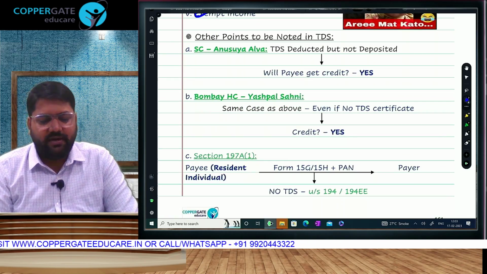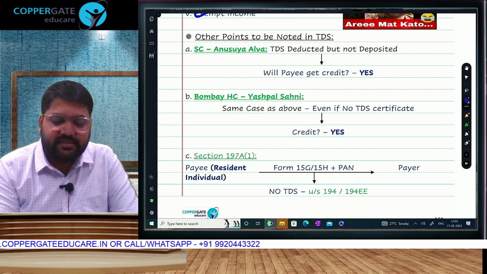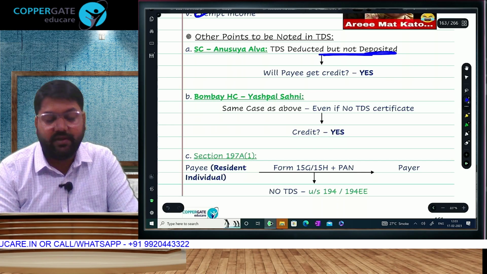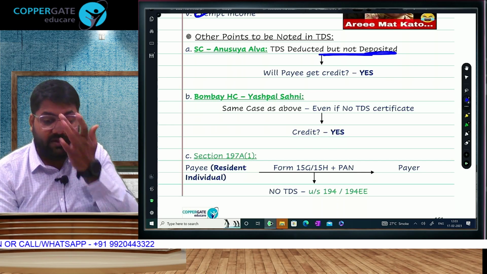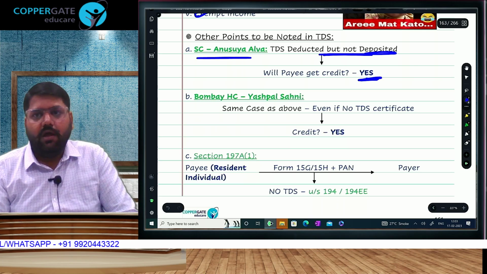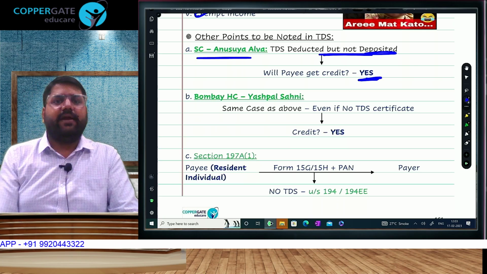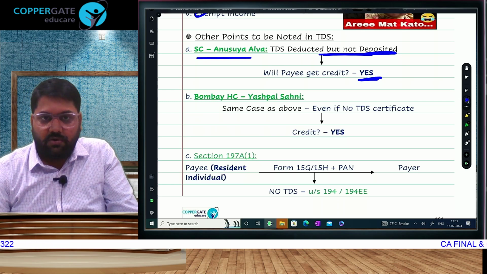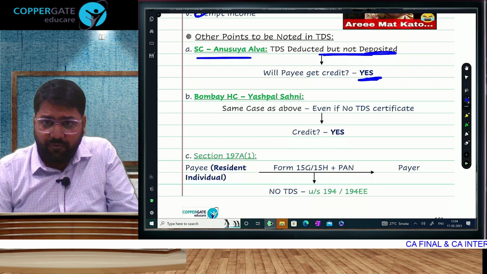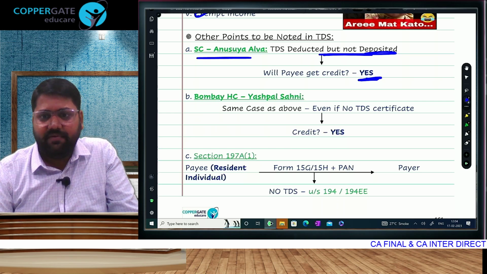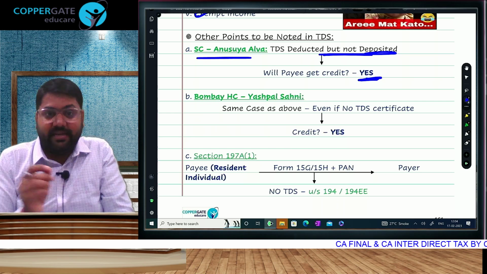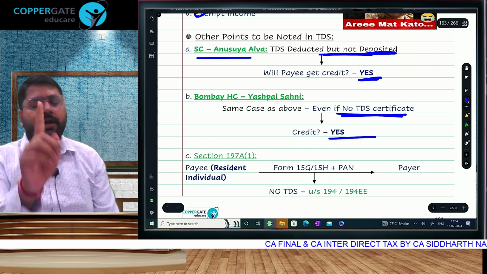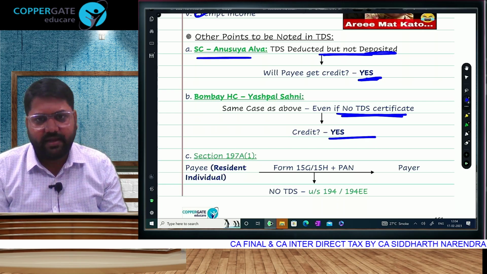Now, other points about TDS. If TDS is deducted but not deposited, it will not help you in your office, but it is a very important case law in exam: the payee will get credit. Supreme Court judgment, Anusuya Alva. If TDS is deducted, you get credit whether the payer deposits or not. In your office this case law will be helpful only when you are fighting your appeals, but in exam it is very useful. In fact, if the payee does not have a TDS certificate, you will still get credit. You just have to prove that your TDS got deducted, and you will get credit.